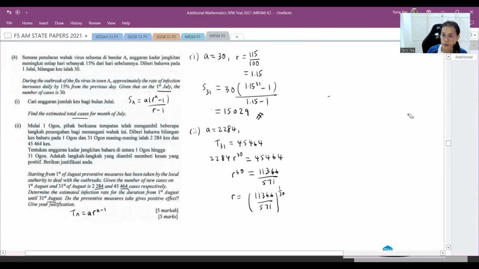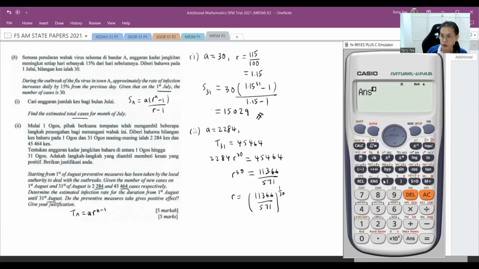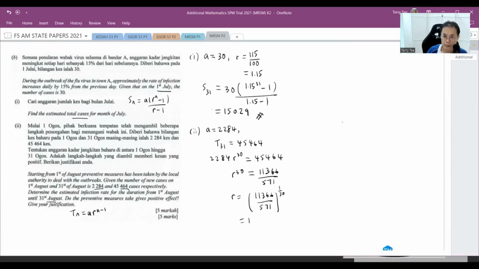Okay, so let's just use a calculator. I've already got this value. I just power 1 over 30. Now, my r in this case is 1.10, well, you can write 1.1048, the whole thing if you want. 1.1048. So that means, what is the rate?